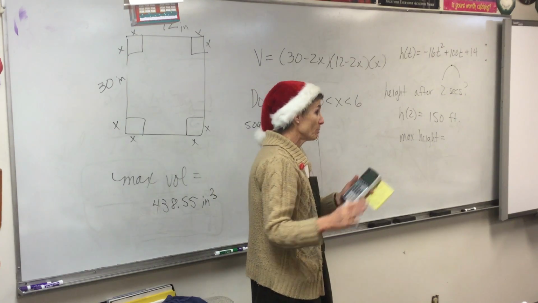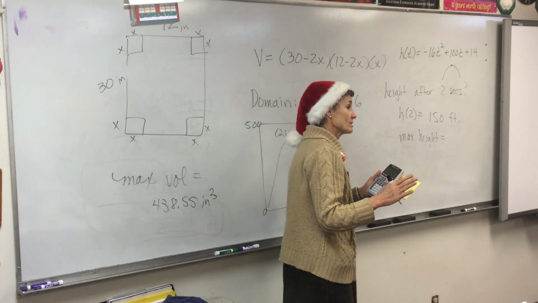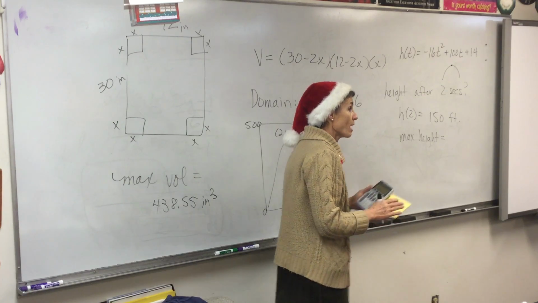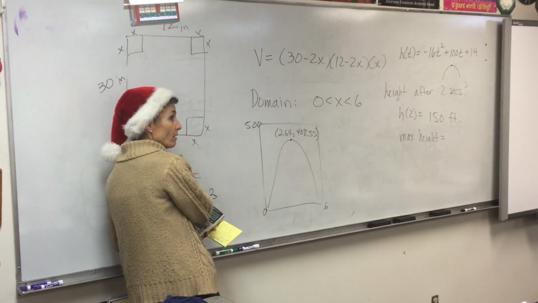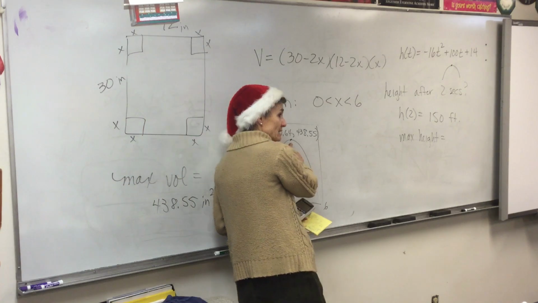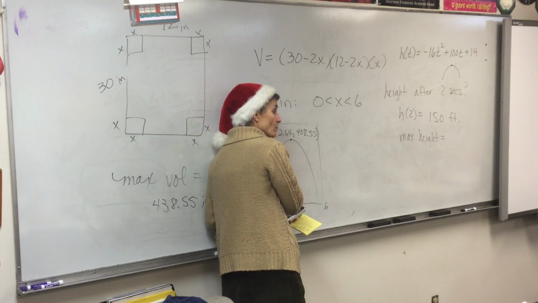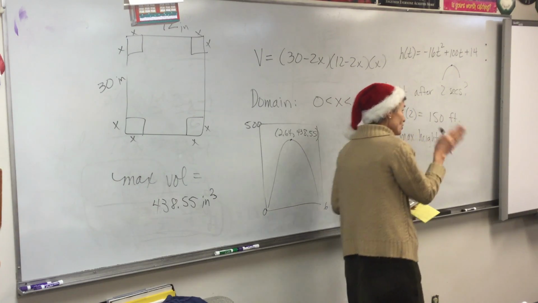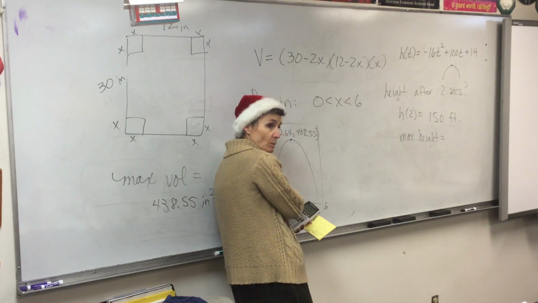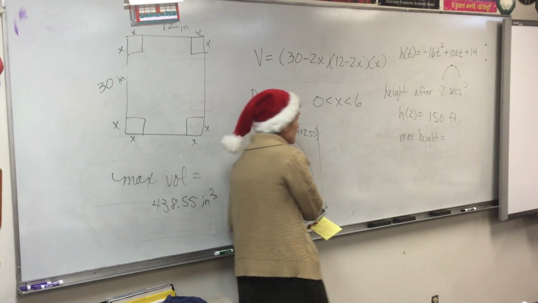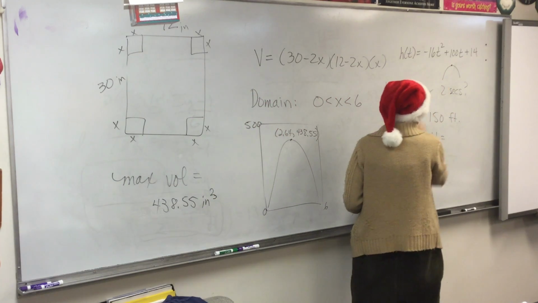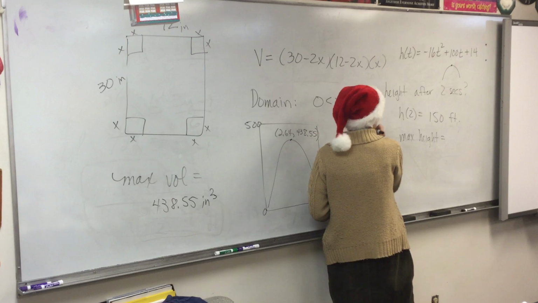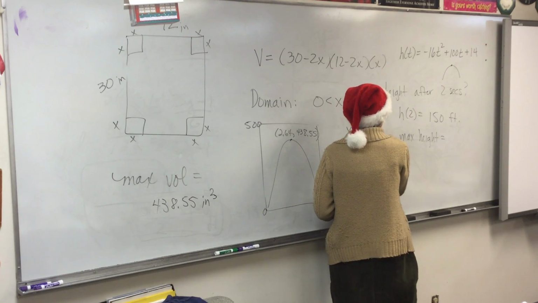So you need to be prepared. You don't know whether you're going to have a calculator to do this or not. This one you absolutely will, because we don't know how to find the maximum of the cube. So this one we will have a calculator. This one you may or may not. So if you have one, you can do exactly what you did here. If you don't have one, then you're going to do negative b over 2a.